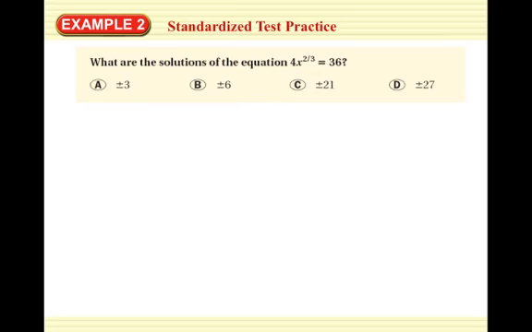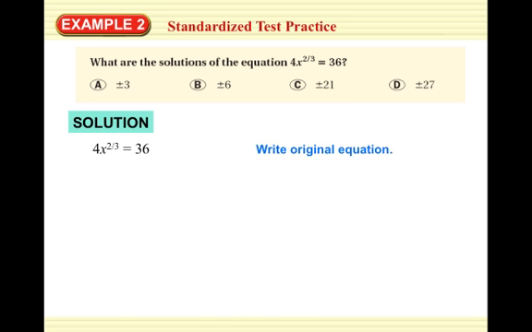What are the solutions of the equation 4 times x to the 2/3 equals 36? Okay, x to the 2/3 is the same thing as the cube root of x squared. So we want to isolate the x to the 2/3. So we're going to divide both sides by 4. And we're going to have x to the 2/3 equals 9.